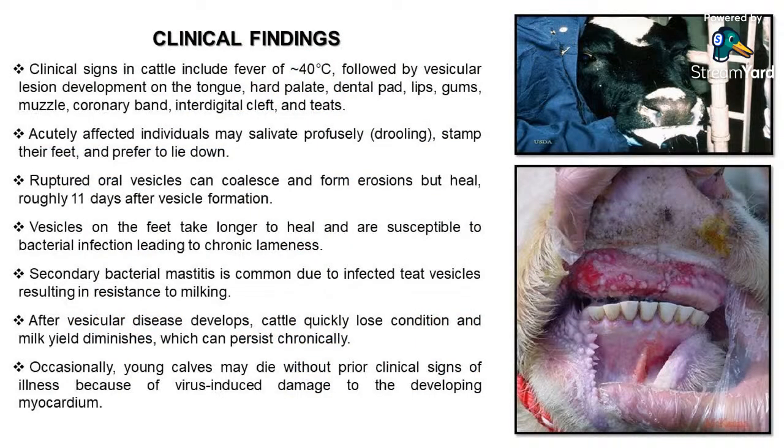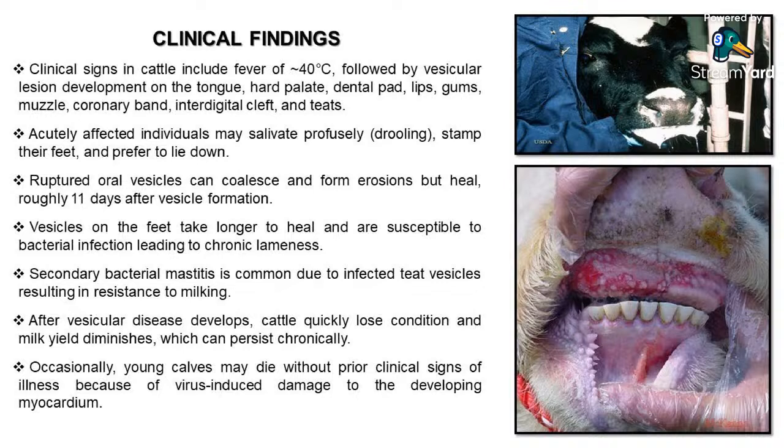Now the clinical signs, as we have already taught, there is fever, which may be greater than 40 degrees centigrade. The vesicular lesions occur on the tongue, the hard palate, inside the mouth cavity. You can see all inside the mouth cavity there is the presence of lesions. And there is excessive salivation, ptyalism is there. The animals stamp their feet, they put their feet hard on the ground, because the lesions are present on the feet, and the animal prefers to lie down, because whenever the animal stands, it causes pain because of the lesions present on the feet.